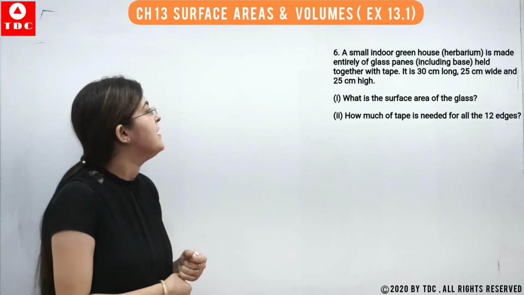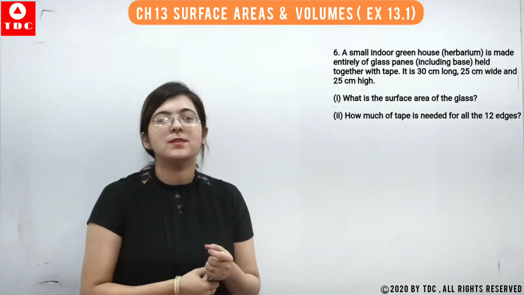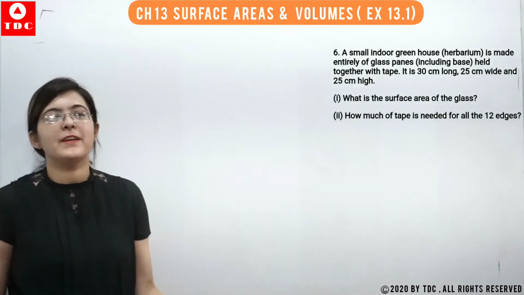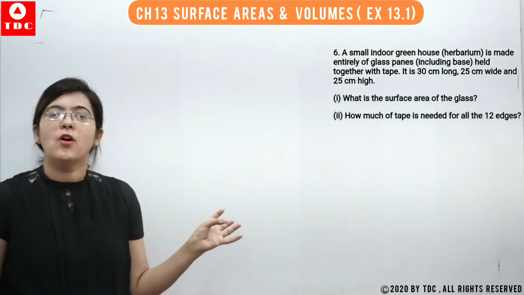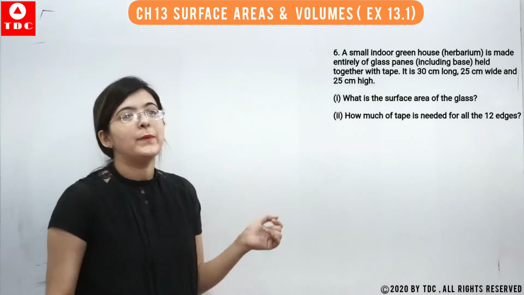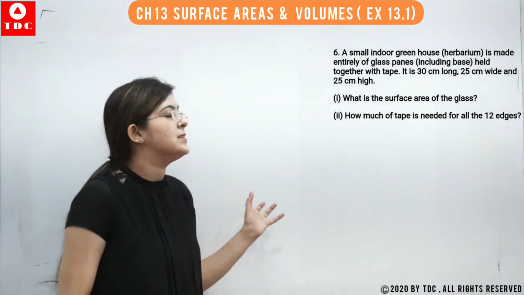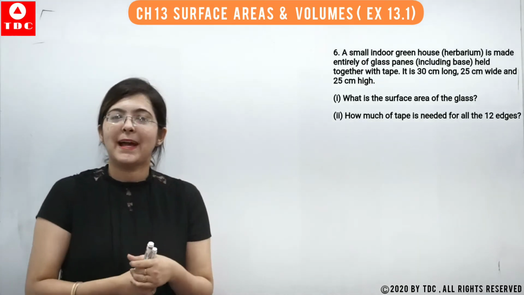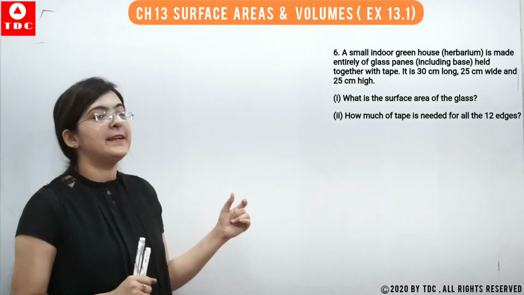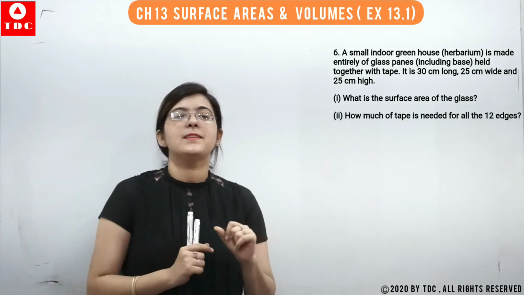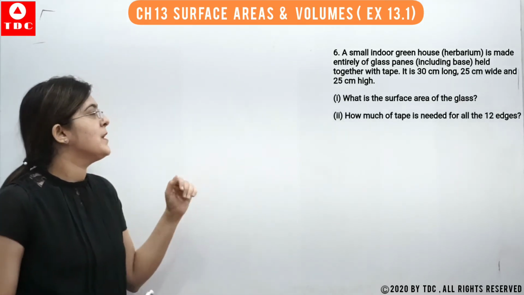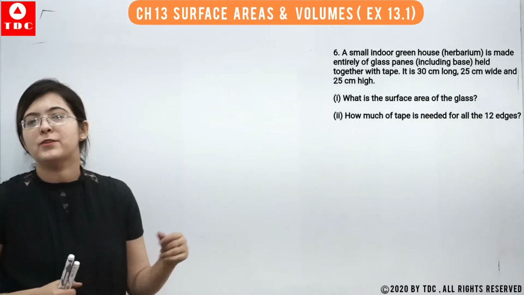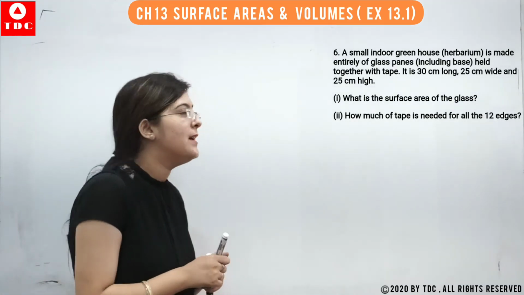See, our indoor greenhouse is made up of glass. Its dimensions are given including the top. That means all the sides are covered. What we have to find? We have to find the total surface area of the glass required to make that box, and we have to find the tape that is used at the 12 edges. So first we need to find out the total surface area of the glass. That means we will find out total surface area of cuboid. Let's start.